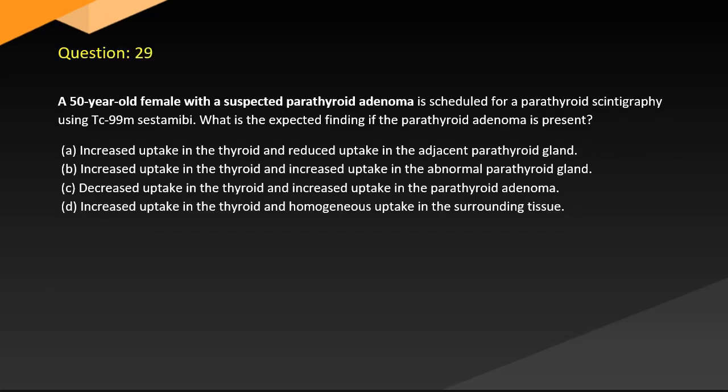Question 29. A 50-year-old female with a suspected parathyroid adenoma is scheduled for a parathyroid scintigraphy using Tc99m sestamibi. What is the expected finding if the parathyroid adenoma is present? A. Increased uptake in the thyroid and reduced uptake in the adjacent parathyroid gland. B. Increased uptake in the thyroid and increased uptake in the abnormal parathyroid gland. C. Decreased uptake in the thyroid and increased uptake in the parathyroid adenoma. D. Increased uptake in the thyroid and homogeneous uptake in the surrounding tissue.